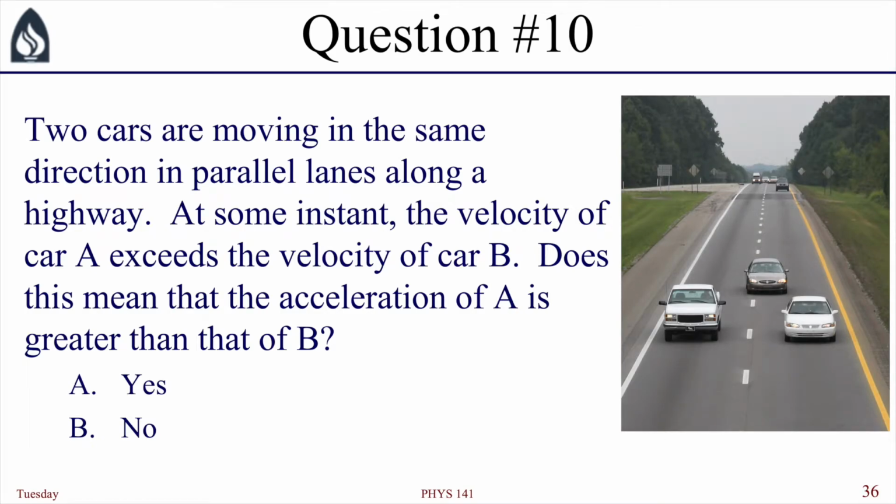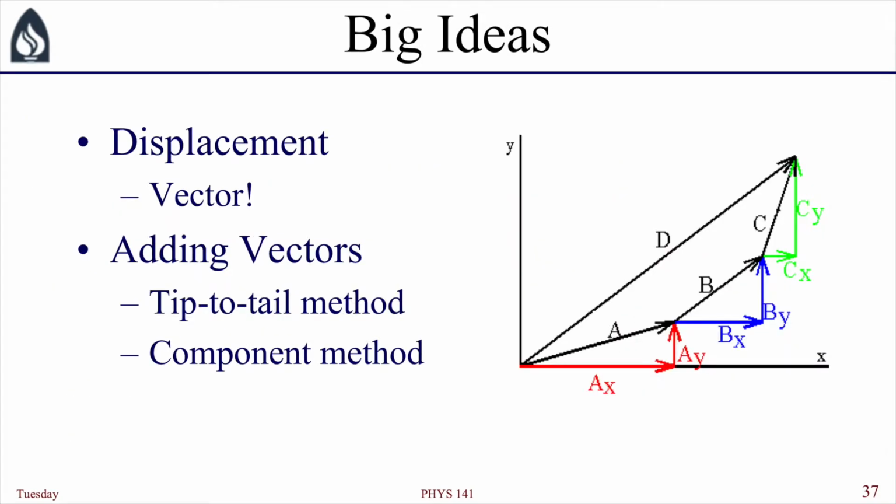So let's take another look, or a recap, of the ideas that we've looked at in this second day. We discussed how displacement is a vector, and remember, displacement is the straight line distance from a starting point to an ending point. And if you want to add multiple displacements, you have to add them as vectors. Adding vectors can be done a couple of different ways.